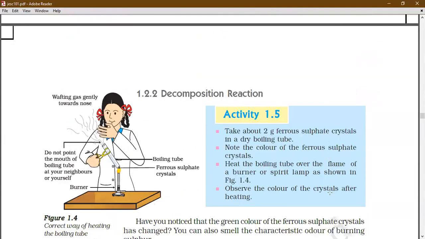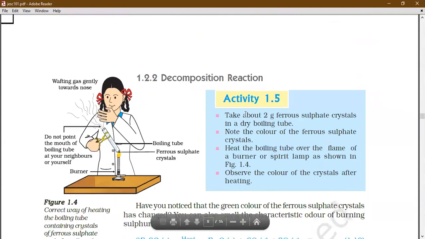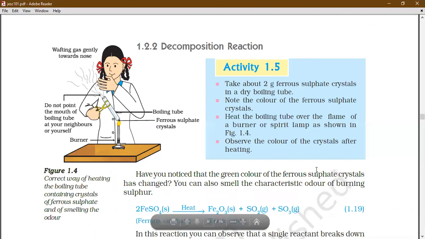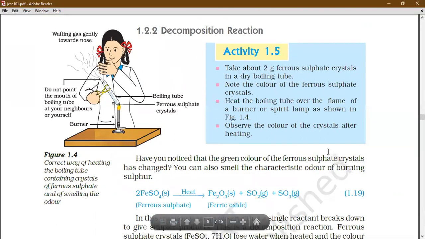Decomposition reaction. Activity 1.5. Take about 2 grams ferrous sulfate crystals in a dry boiling tube. Note the color of the ferrous sulfate crystals. Heat the boiling tube over the flame of a burner or spirit lamp as shown in figure 1.4. Observe the color of the crystals after heating. Have you noticed that the green color of the ferrous sulfate crystals has changed? You can also smell the characteristic odor of burning sulfur.